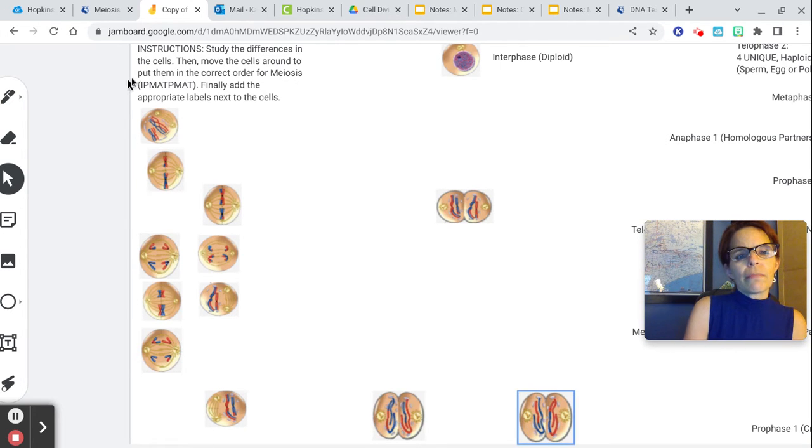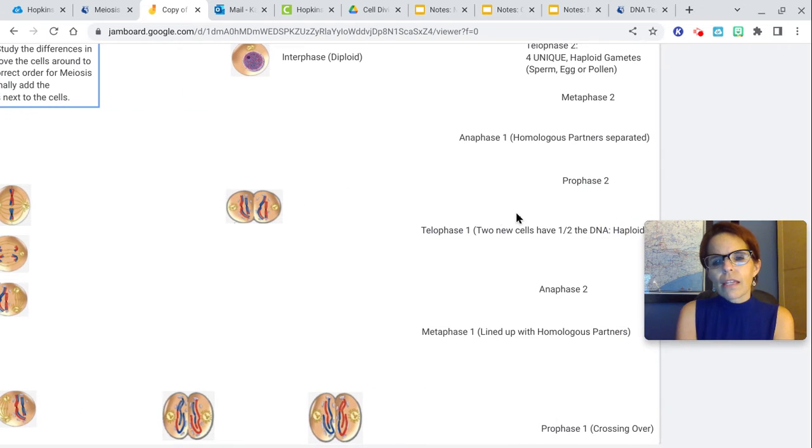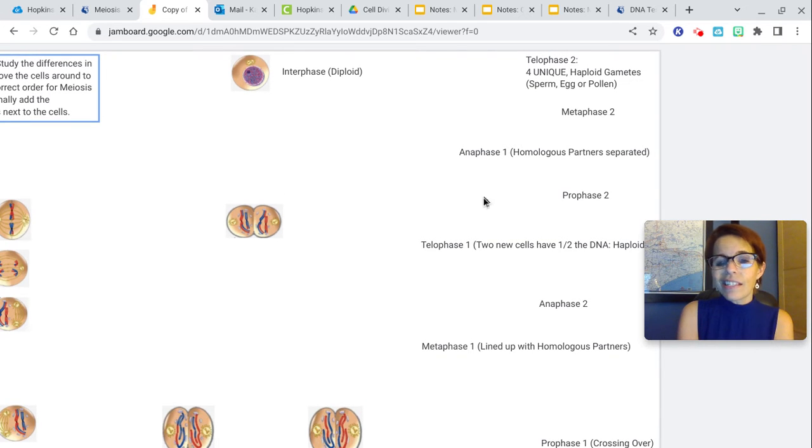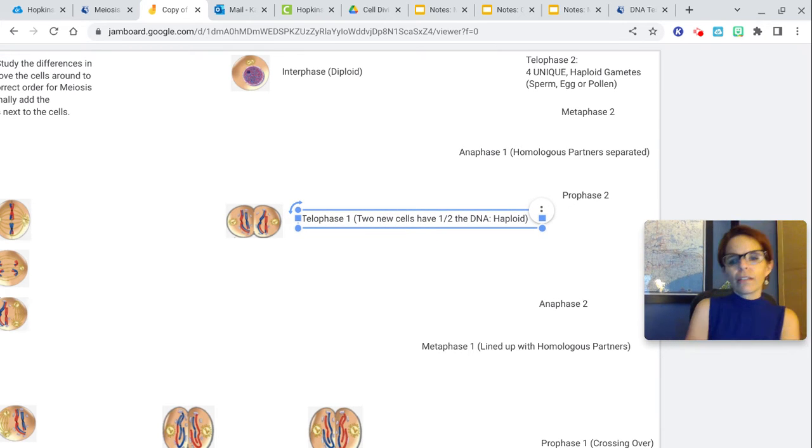And it reminds us that the stages of meiosis are called IPMAT, PMAT. Oops, I'm trying to highlight just that. There we go. IPMAT, PMAT. So interphase, prophase, metaphase, anaphase, telophase. So telophase is when it splits into 2 cells. So let's see if we've got some telophase labels. We've got telophase with a 1 by it, and then we've got telophase with a 2 by it. So I'm going to guess that this first one is telophase 1. So I'm going to grab this label and put it right there, telophase 1.